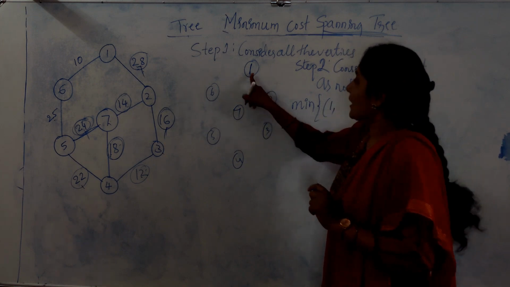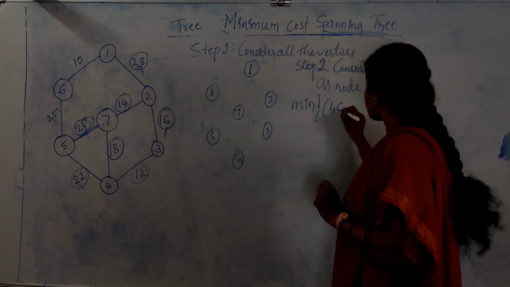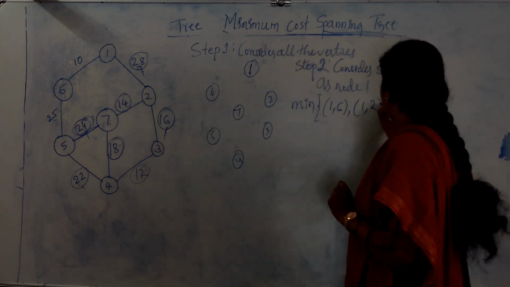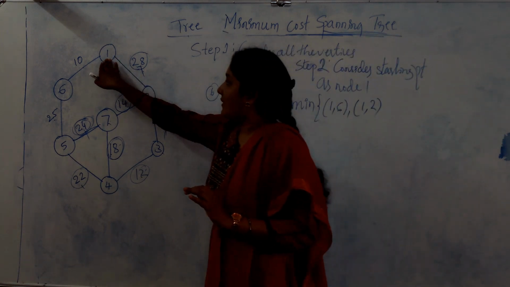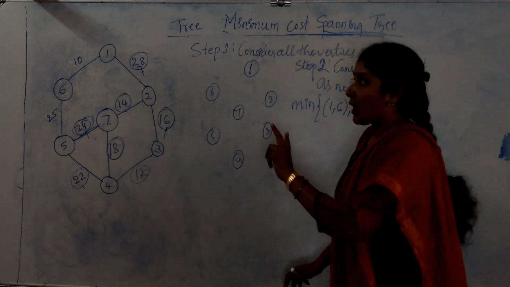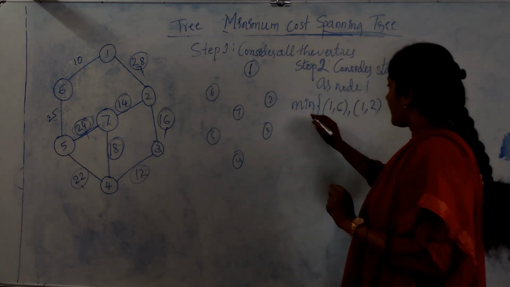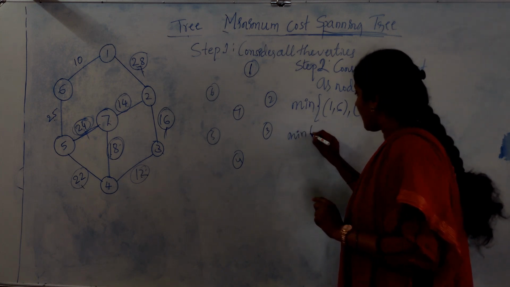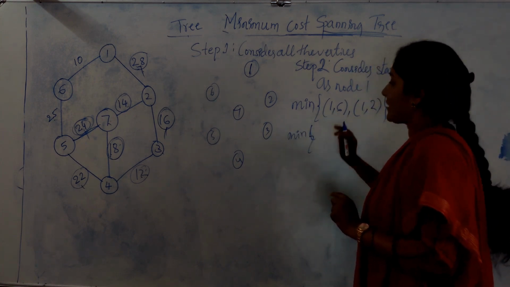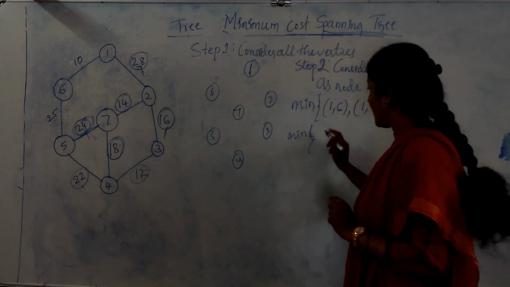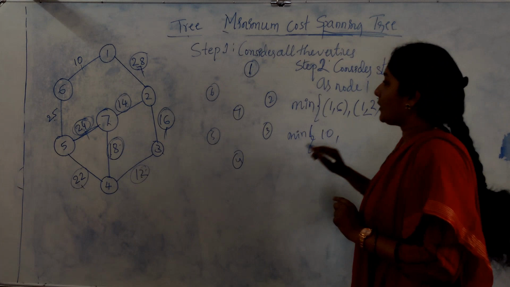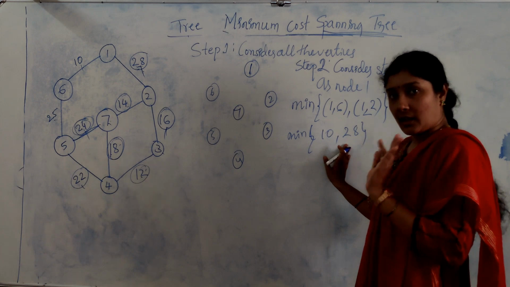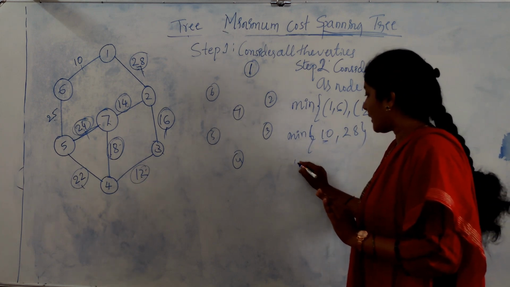See, 1 is connected where? To 6. Next, 1 is connected to 2. Only 2. 1 is connected to 6 and 1 is connected to 2. Out of these two, we have to find out the minimum. So, minimum of 1, 6 and 1, 2. What is the cost? That we need to write here. 1, 6 is 10, and 1, 2, the cost is 28. So, now we got the weightage or the cost. Now, the minimum will be 10.